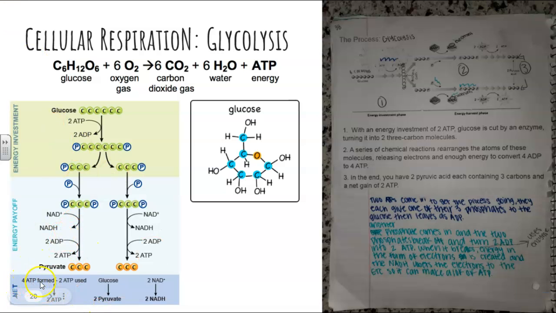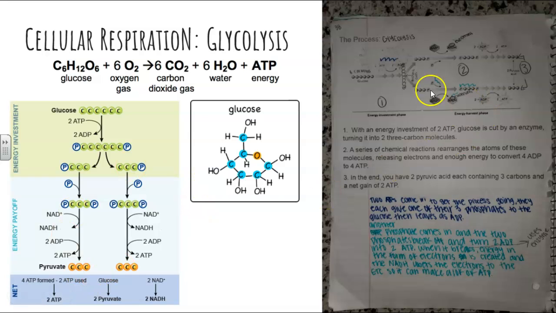So what did I form? I formed 4 ATP. I formed 2 ATP here and 2 ATP here. But I had to use 2 ATP up here in my energy investment phase, so I have only gained 2 ATP. I ended up with 2 pyruvates, and this pyruvate is going to go into the next step, which is called the Krebs cycle. And I also gained 2 NADHs, which are really important because they are electron carriers that are going to carry the electrons into the electron transport chain.